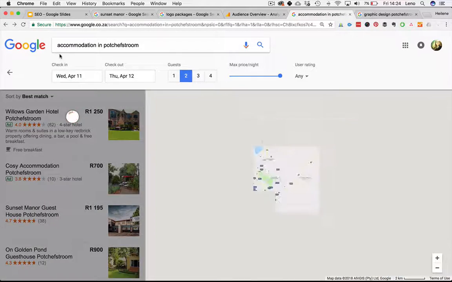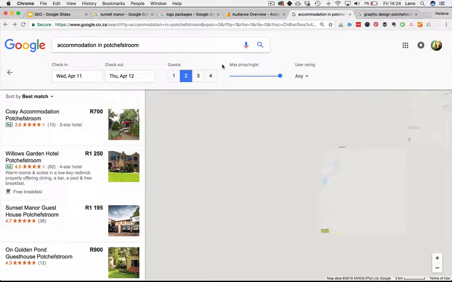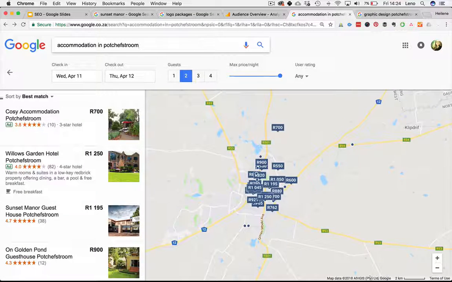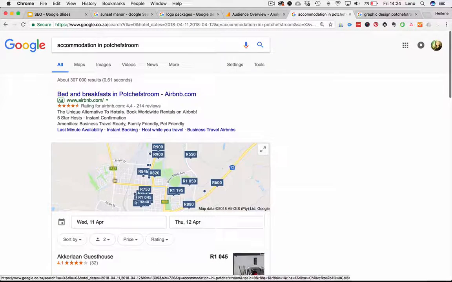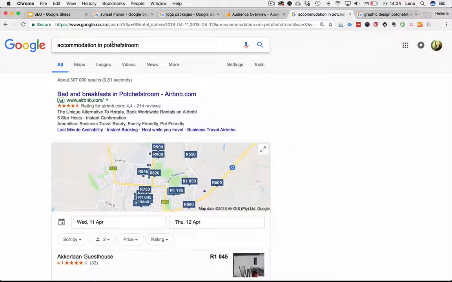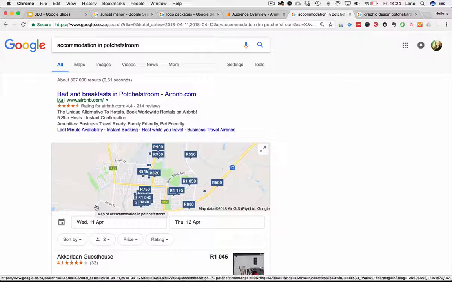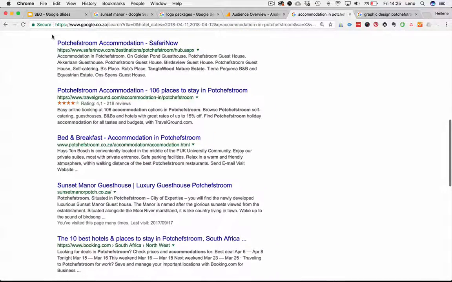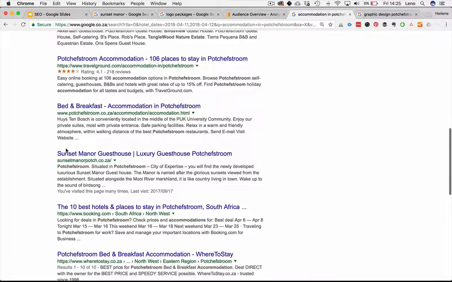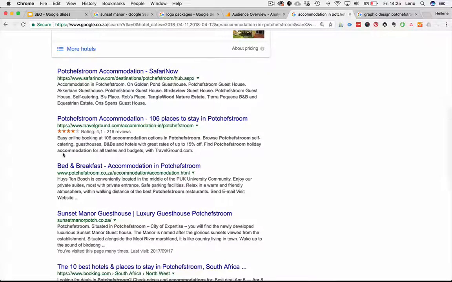Let's go back to the previous page. Sorry, wrong button. After the maps, because this is a place name, it's very important that the maps always show first, and this is very important when you are viewing a business on a mobile phone. It will be first, and here you can see the 10 ranking spots in the city of Potchefstroom, and here you can see that Sunset Manor Potch is ranking first.